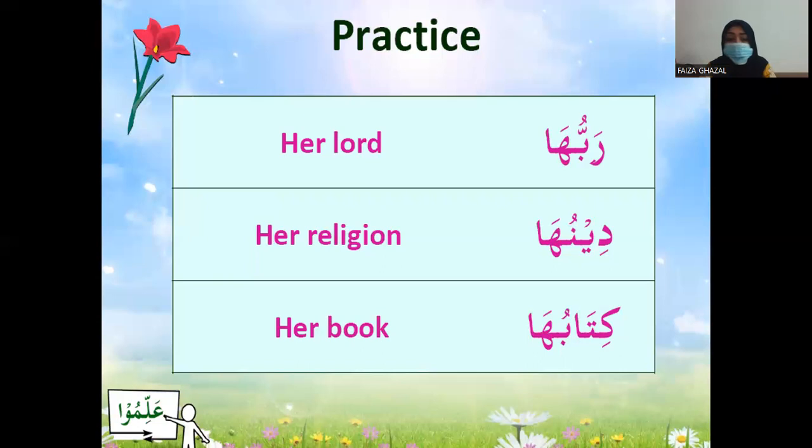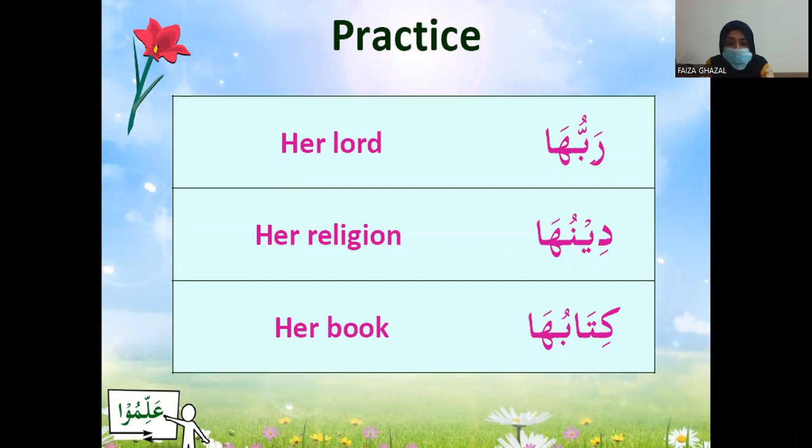Let's do a quick practice for the female sighas. Rabbuha, her Rabb. Dinuha, her deen, her religion. Kitabuha, her book. I want any one of you to revise this. Sister Memunat, you can give chance to other people also. There are other people. Okay, revise it. Go ahead.